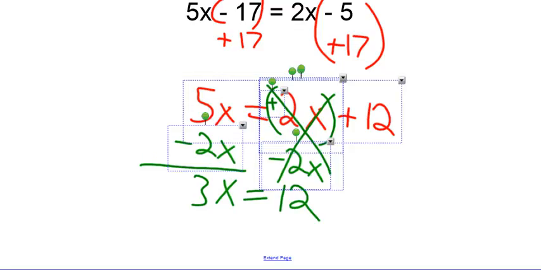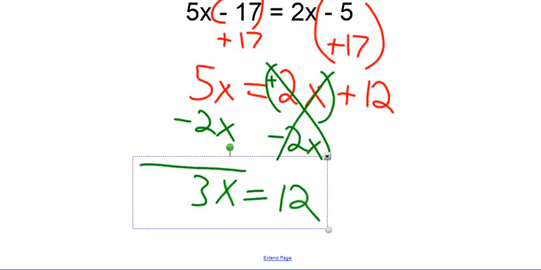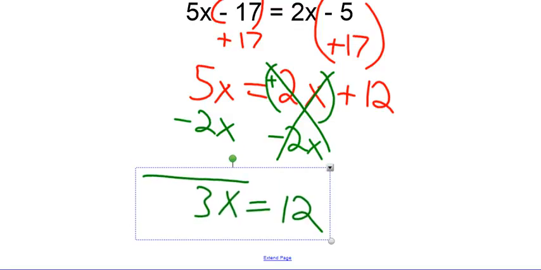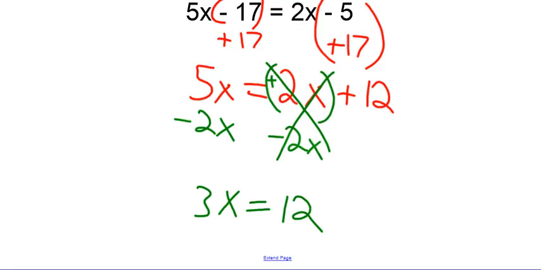Let's see if it'll let me move all this stuff up. Oh, it didn't take the line. Well, I'll erase the line, I guess.